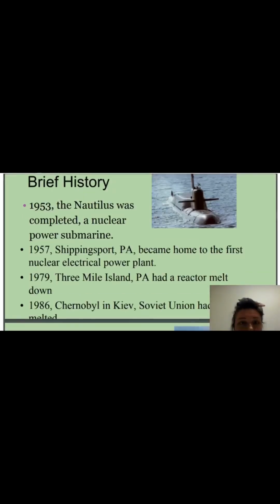As far as brief history, the Nautilus is considered the first nuclear-powered sub, and that was in 1953. As far as nuclear power plants and electric grid supply in the United States, the first one was in 1957 in Shippingport, Pennsylvania. 3 Mile Island is the first reactor core meltdown issue that happened within the United States. There have been other nuclear power plants that had problems prior to, and that happened in 1979. And the worst nuclear disaster on record was Chernobyl in 1986.